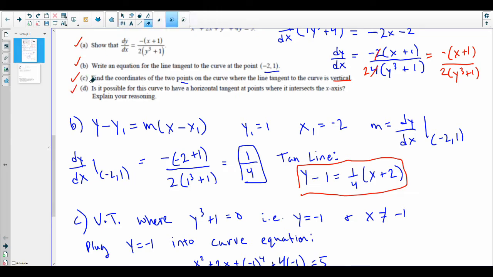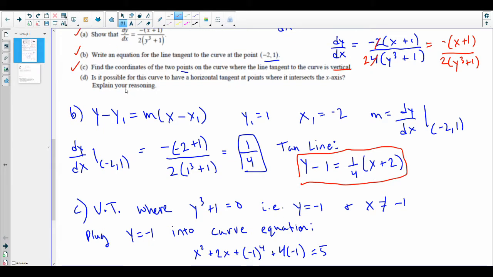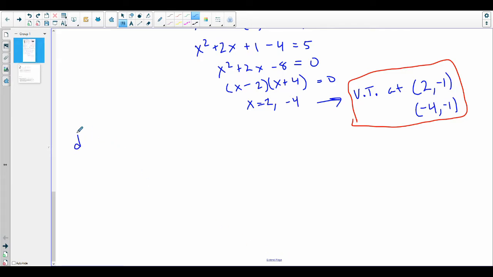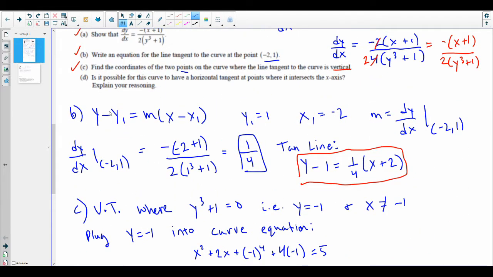Is it possible for this curve to have horizontal tangents at points where it intersects the x-axis? Ooh, tricky. Think about how you would go about solving that. I'm going to copy and paste this down here.